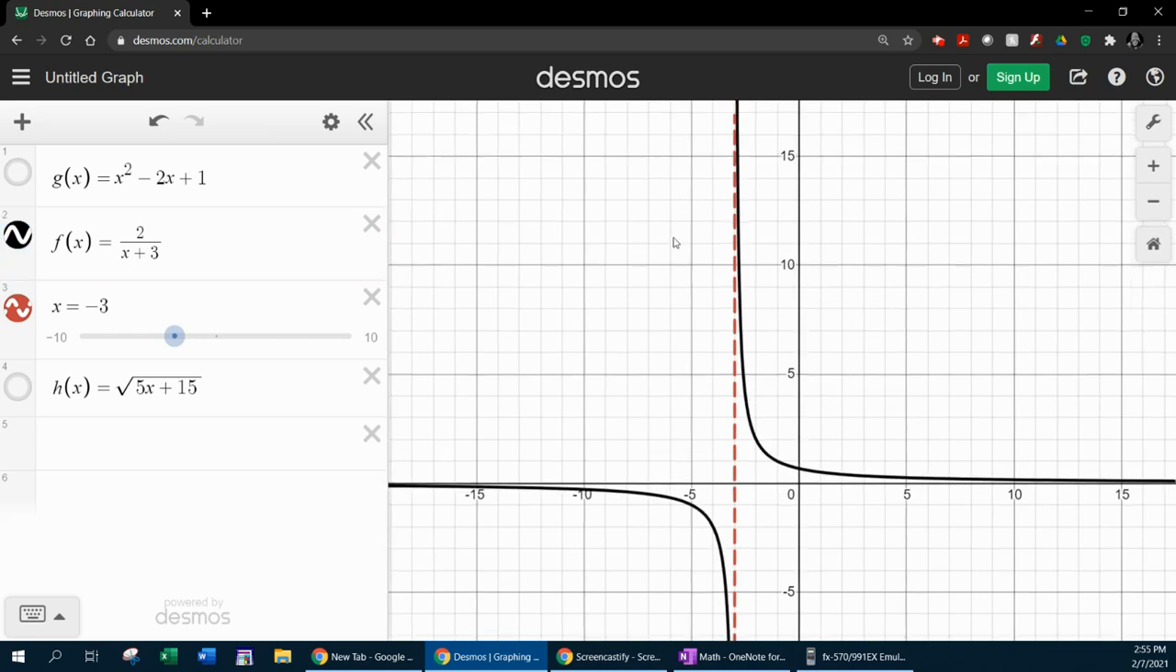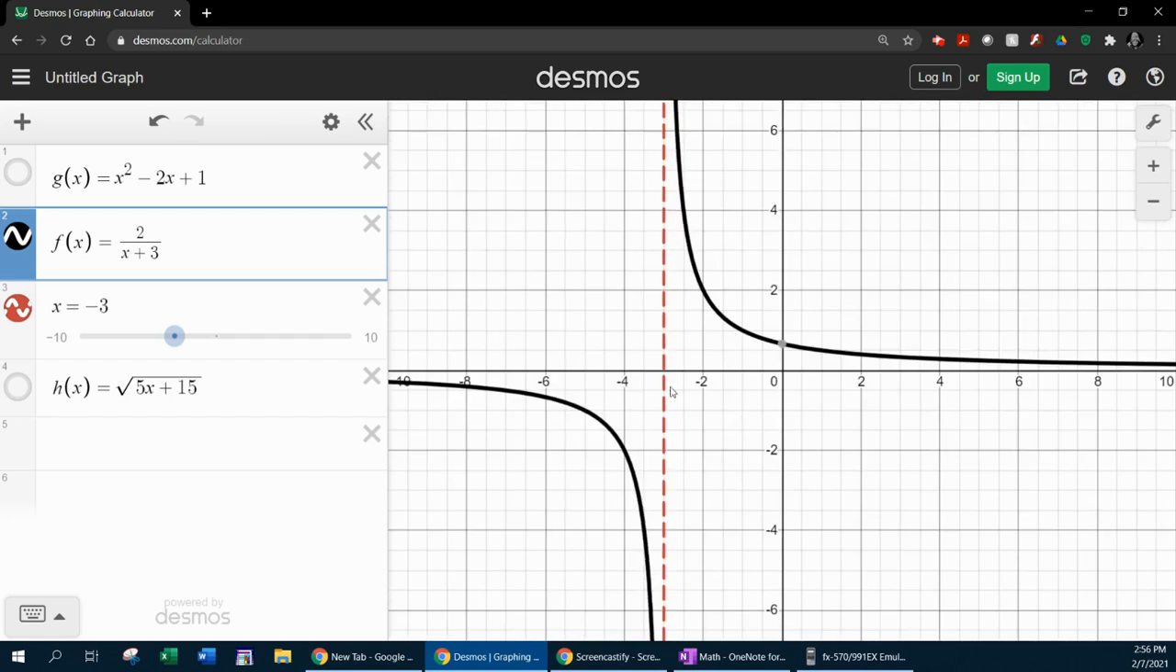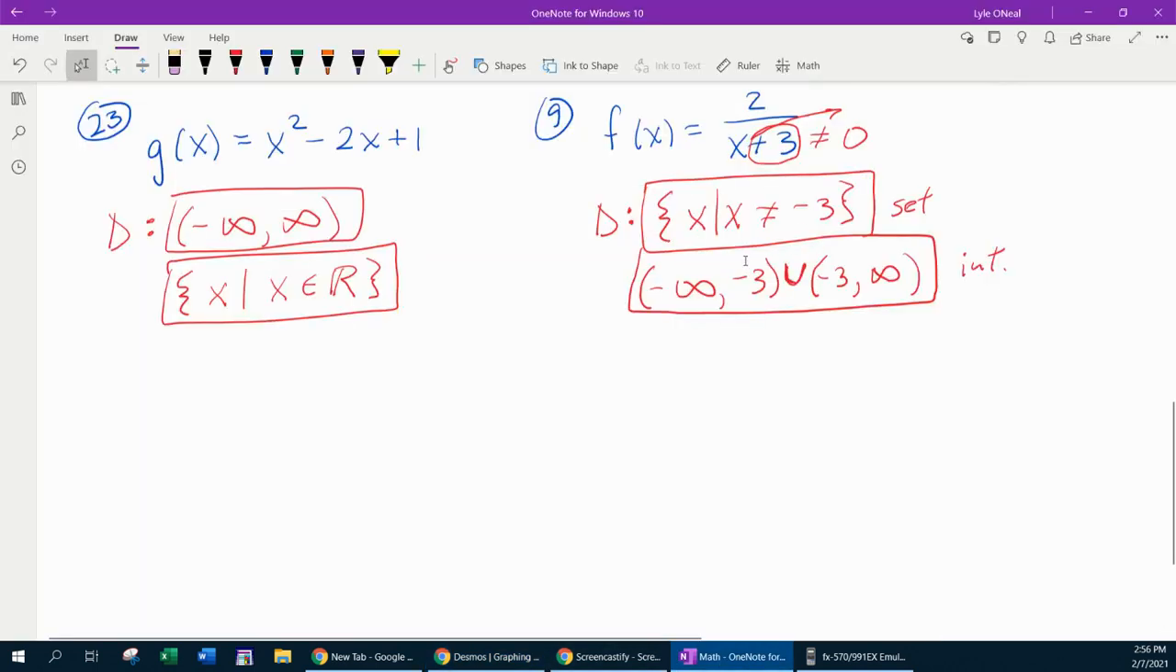No matter how high I go, if you see, I'm going to click on this graph, see it's at -2.95, and the higher I go, the closer it gets to -3, but it's never going to be -3. -3 is not included in the domain. And so there's a visual that shows exactly why -3 doesn't exist in the domain. It's because the graph does not exist there because of the restriction. And I think that's going to do it for number 9.